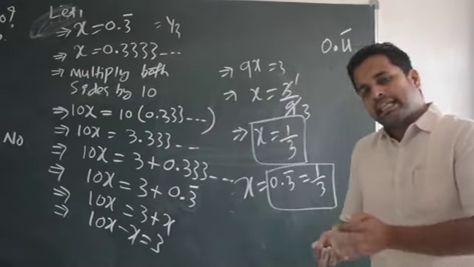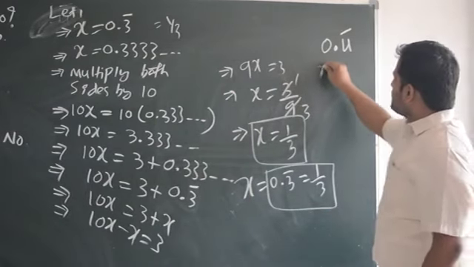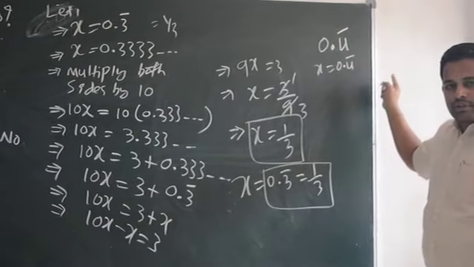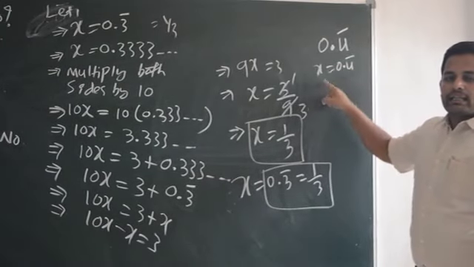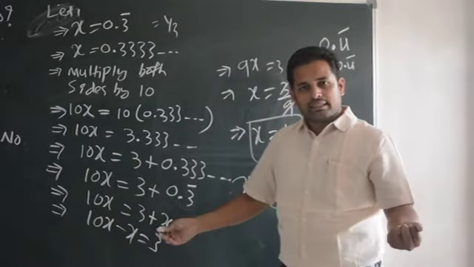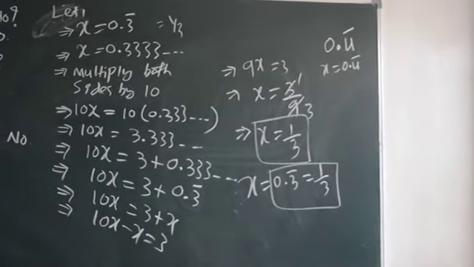0.4 bar. Same. How to do this? You take x is equal to 0.4 bar. Then write it as 0.44444. Then multiply both sides with 10. 10x is equal to 4.444. Are you getting these points or not? Very simple. You should be able to solve this.